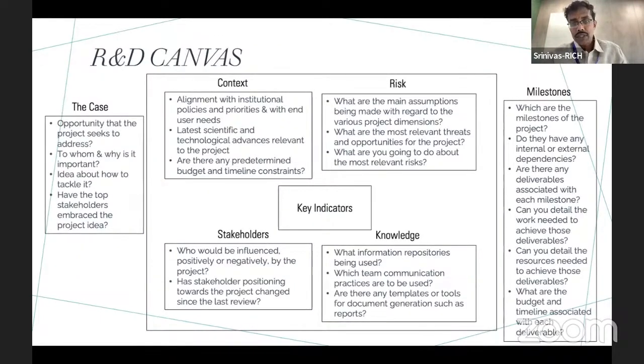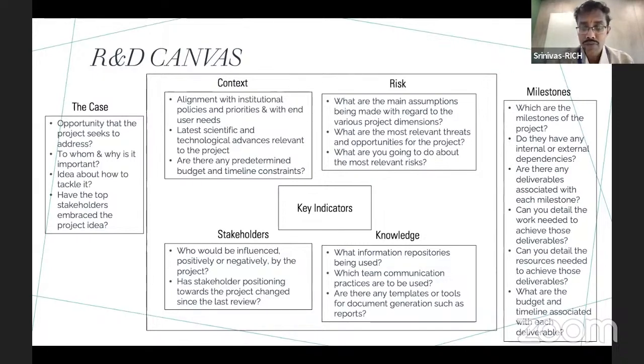So I'll skip this R&D canvas in the interest of time, but just to give you a quick context, what this R&D canvas does is it allows you to decide in a very qualitative manner what your research focus should be, what are the risks associated with your research, who are the stakeholders who have to be engaged in doing this research, what kind of outcomes will be generated, what kind of data is available for you, right?